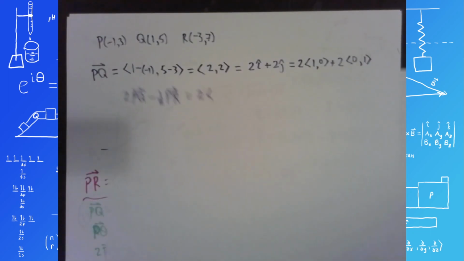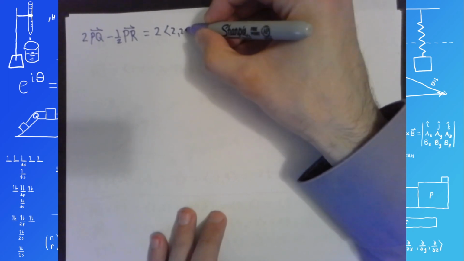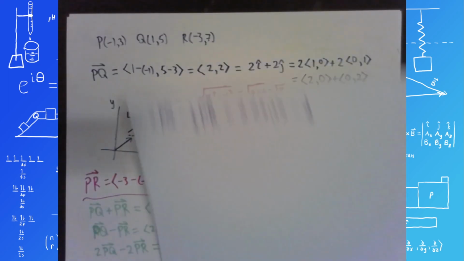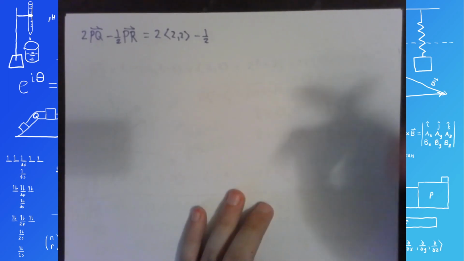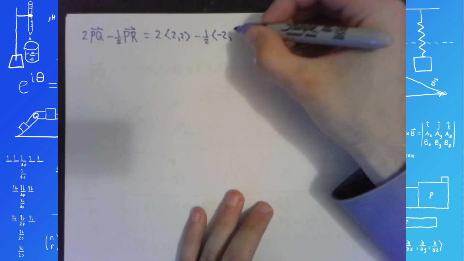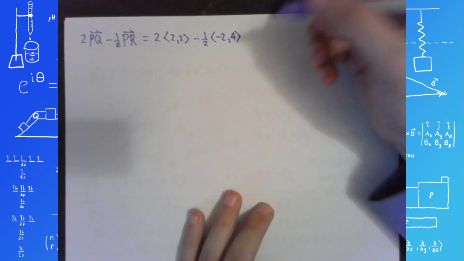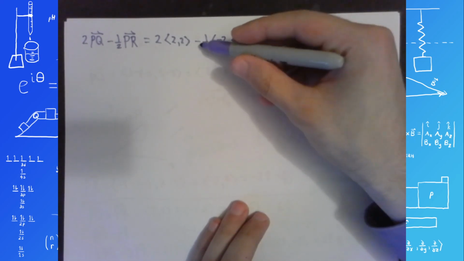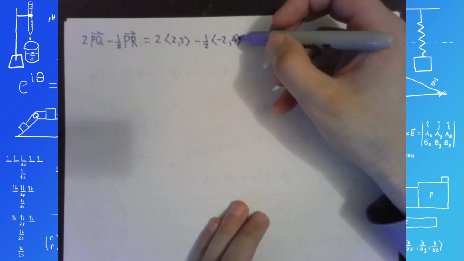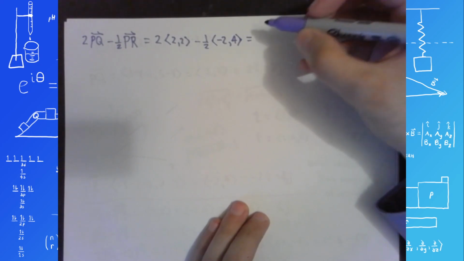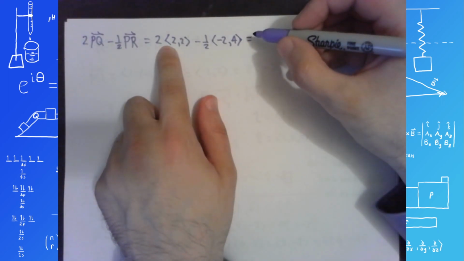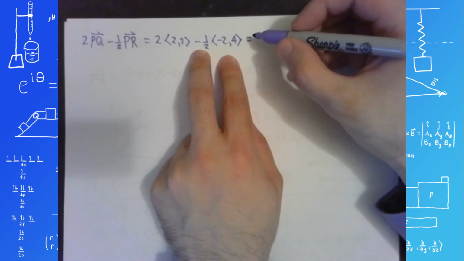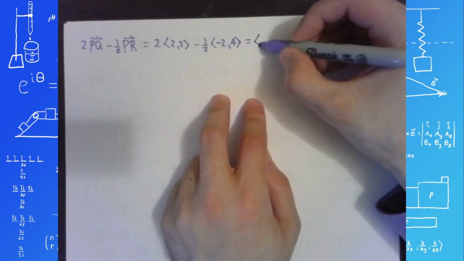Just going to be 2 times, what was PQ? 2 comma 2, minus 1/2, and then PR was negative 2 comma 4. So we've got 4 comma 4 essentially minus, I guess, negative 1 comma 2 is how you can think about it. So 2 times 2, 4, minus half of negative 2, so plus 1. 4 plus 1, that should be 5.